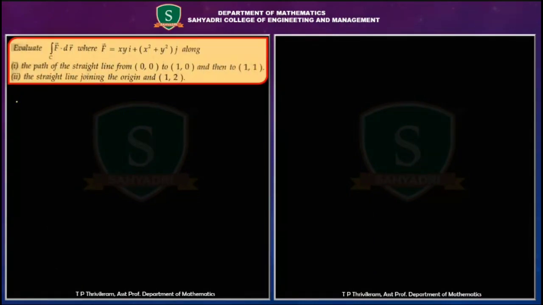So this is the question which we need to solve: the line integration over the path of straight line from 0, 0 to 1, 0. That means you need to draw this line and integrate along this straight line. So he has given 0, 0, that means origin, to 1, 0, and then you have to integrate from 1, 0 to 1, 1. Okay, so let us see how to do.